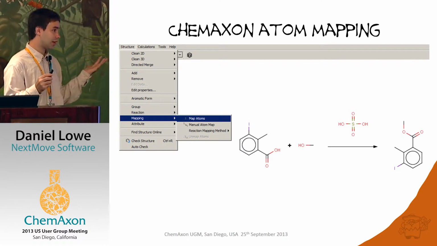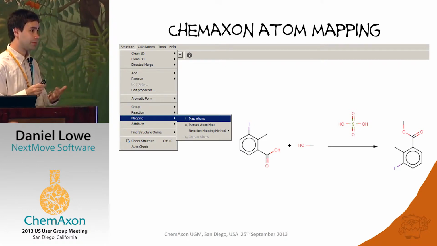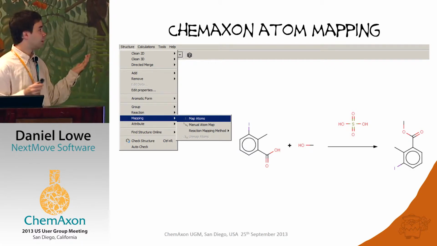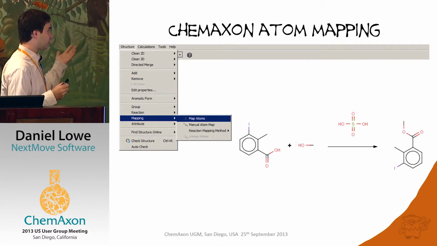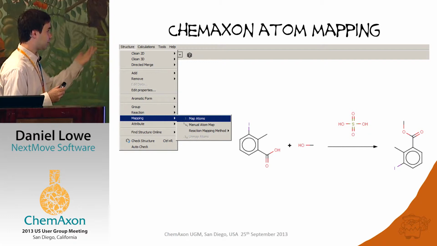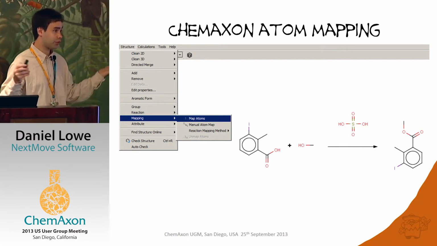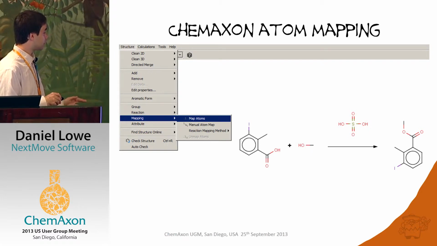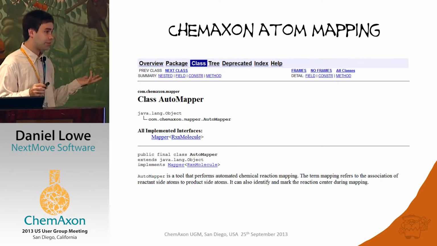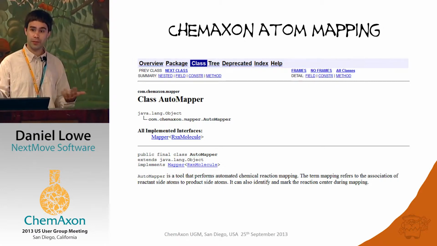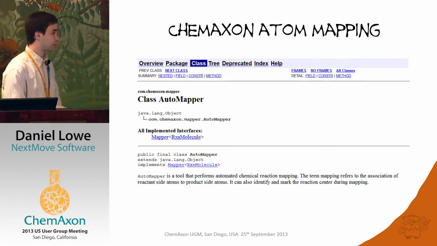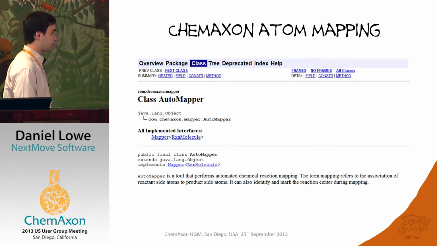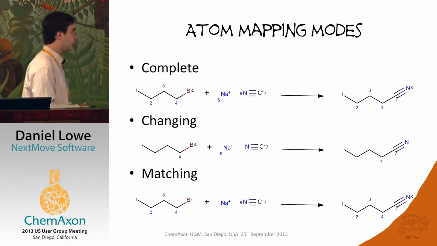In ChemAxon's toolkit, you can access atom mapping via two methods. You can either use it from the Marvin 6.0 GUI, like that, and the web app has it as well. And it's also available from the API for use if you want to do batch atom mapping of large numbers of reactions. There are 3 atom mapping styles available.